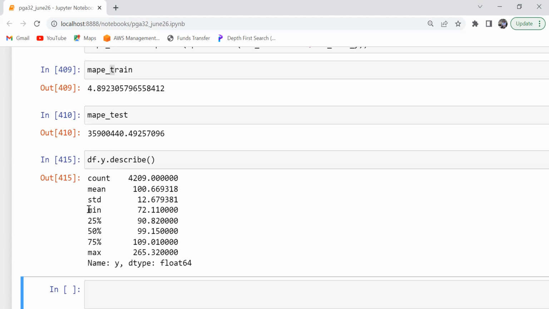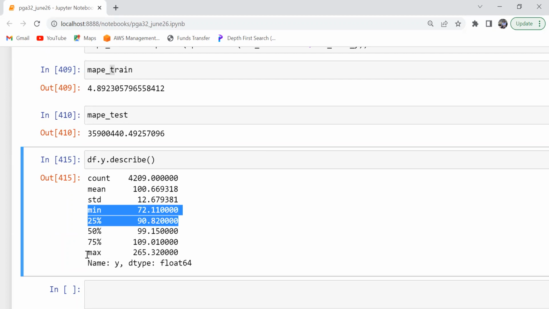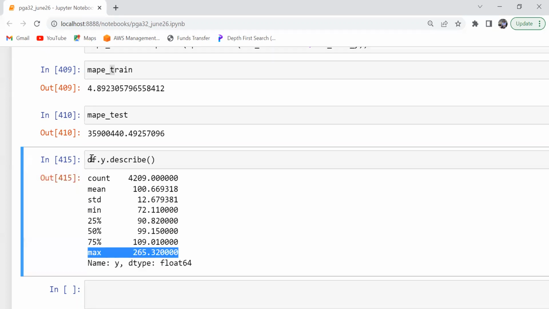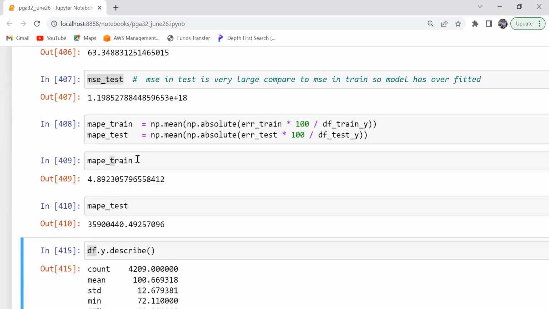So minimum is 72 and maximum is 265. Out of this data, something will go in train, something will go in your test. एक चीज notice करो that all your entire 4,000 records, their range is from 72 to 265. So within 200 points में सारे points आ रहे हैं, within the range of your 200. Now let's do one thing.